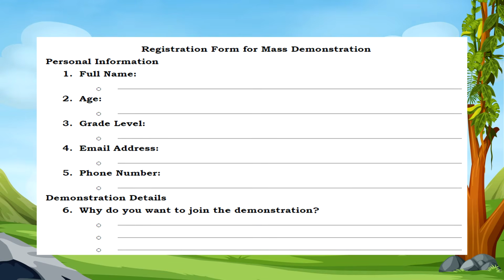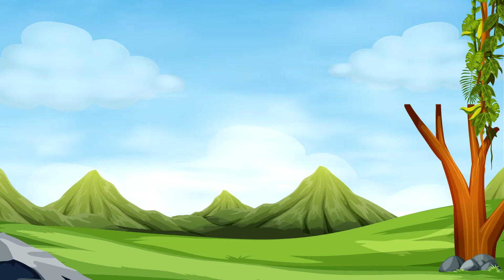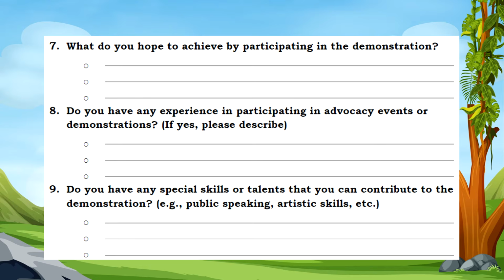Here is the registration form for mass demonstration. It needs personal information like full name, age, grade level, email address, phone number. Demonstration details: why do you want to join the demonstration? What do you hope to achieve by participating in the demonstration? Do you have any experience in participating in advocacy events or demonstrations? If yes, please describe. Do you have any special skills or talents that you can contribute to the demonstration, like public speaking, artistic skills?